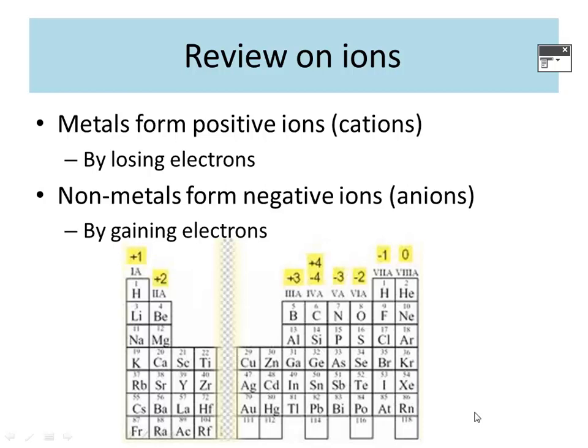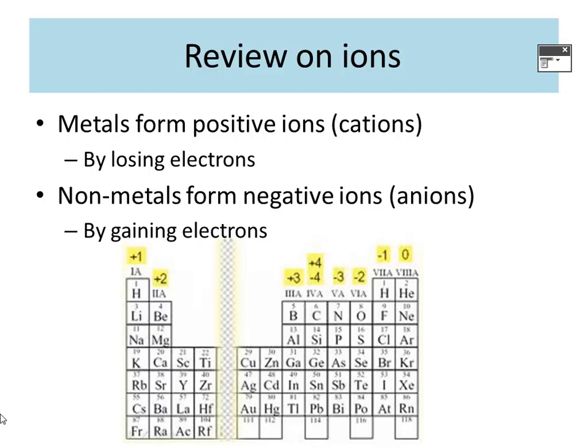So this is what we talked about in our warm-up. Remember, metals, which are on the left side of the periodic table, form positive ions. Non-metals, on the right side, form negative ions. And the charge is based on how many electrons they have to gain for non-metals and lose for metals. So magnesium is going to lose 2 to form a positive 2 charge.